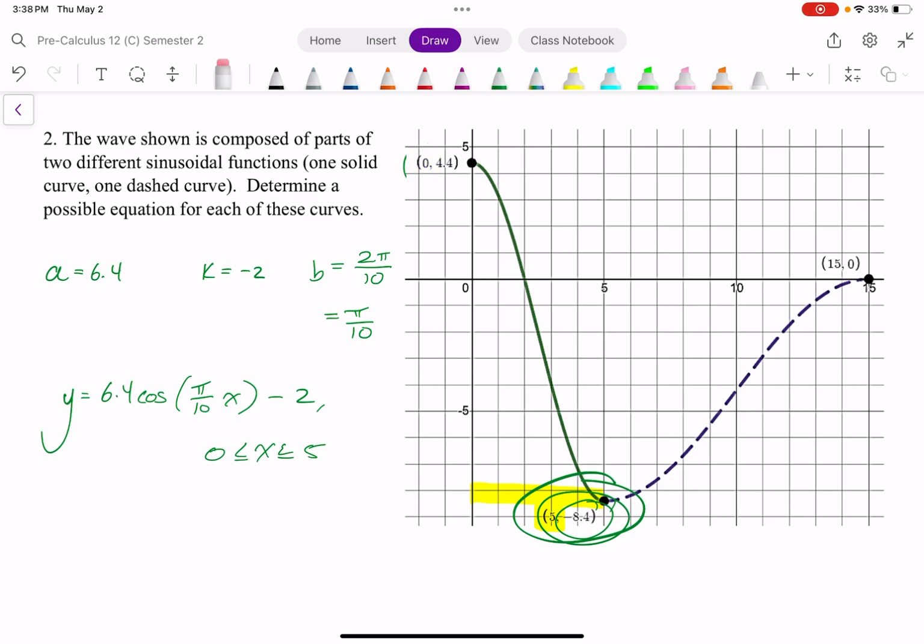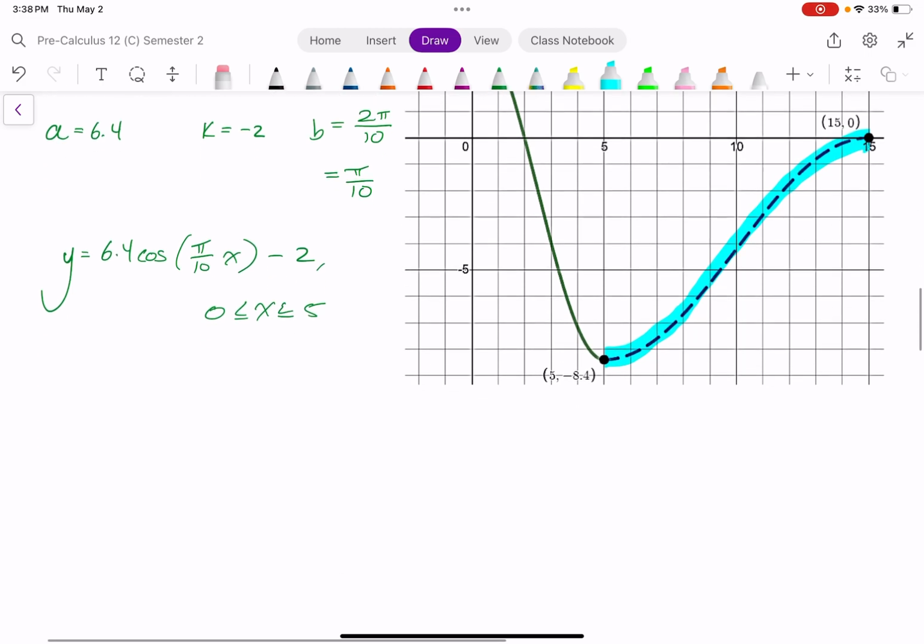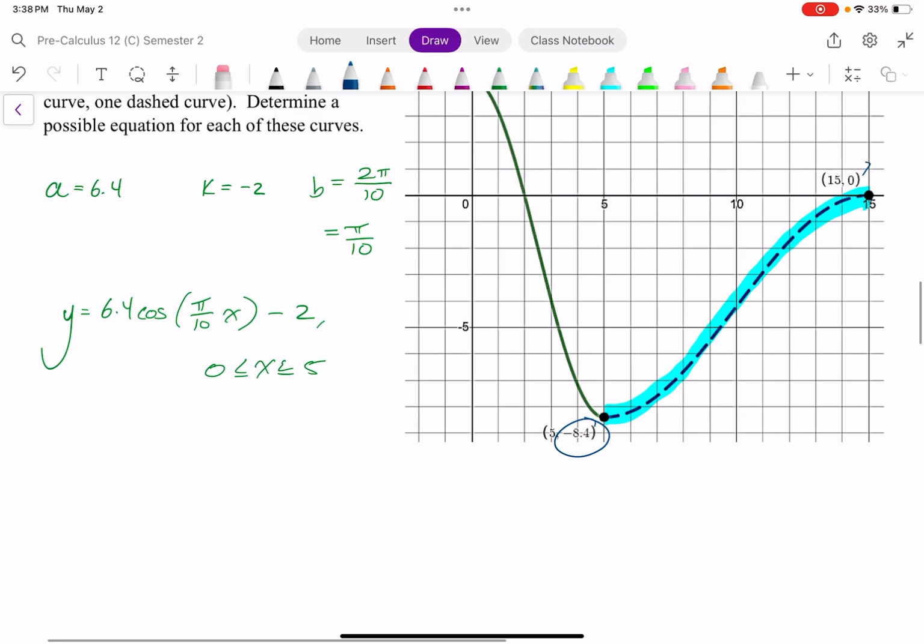All right, similarly, looking at the other wave from here to here, same ideas. And so I want to find my amplitude and center line first. The center line being halfway between negative 8.4 and 0. So my center line for this must be negative 4.2. The amplitude being the distance from the center line to the top or the bottom. The amplitude must be 4.2.